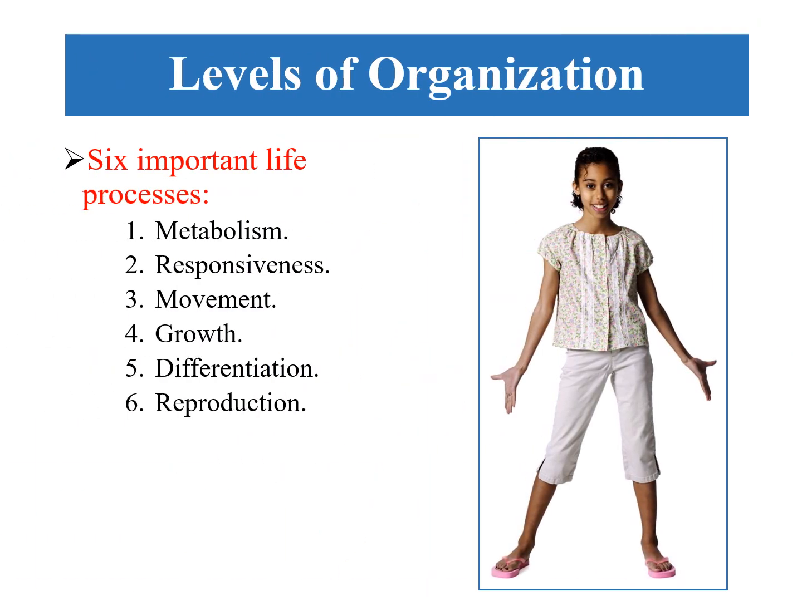Living organisms perform 6 important life processes that differentiate them from non-living organisms. And these 6 life processes include: a living organism should be able to perform metabolism, responsiveness, and movement, should be able to undergo growth, and should have differentiation as well as reproduction. So we're going to look at each one of these life processes in the next slides.